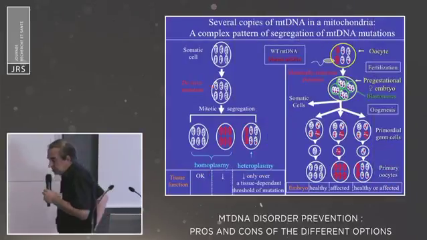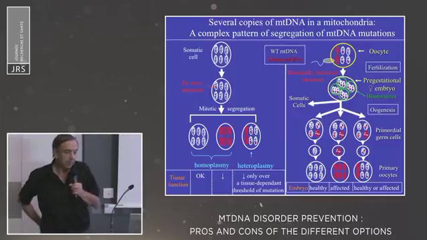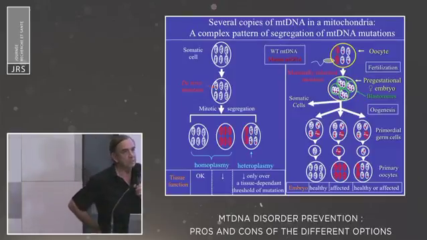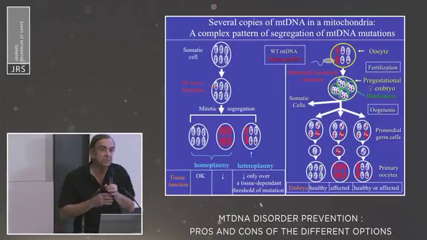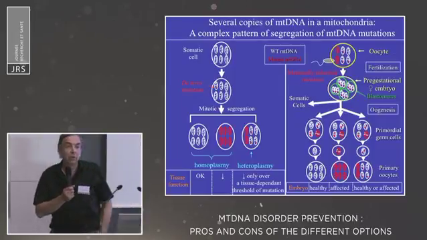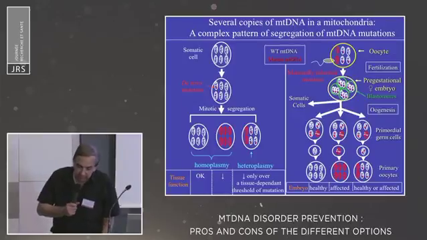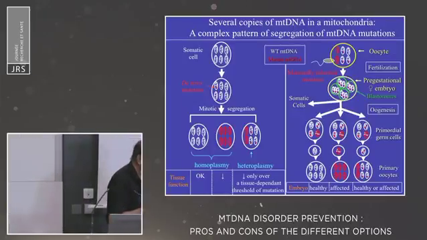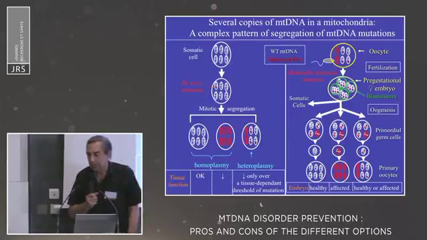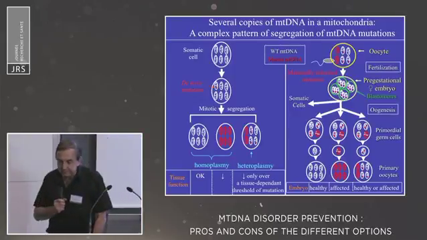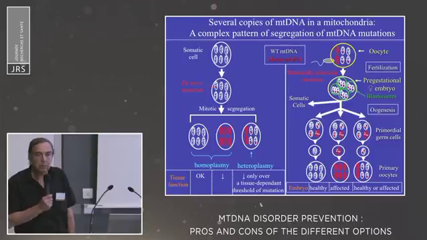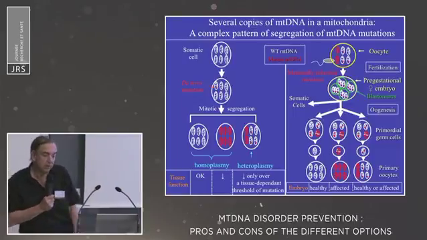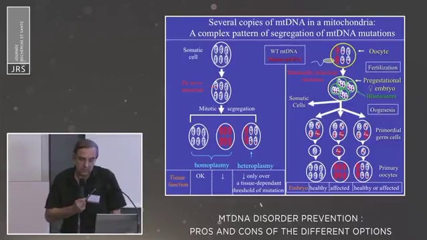A particularity of mtDNA is its presence as several copies in a mitochondria. For instance, in sperm, you have a dozen mtDNA copies, and in our oocyte up to 1 million copies. This explains the maternal inheritance of mitochondrial DNA and of mtDNA mutation.